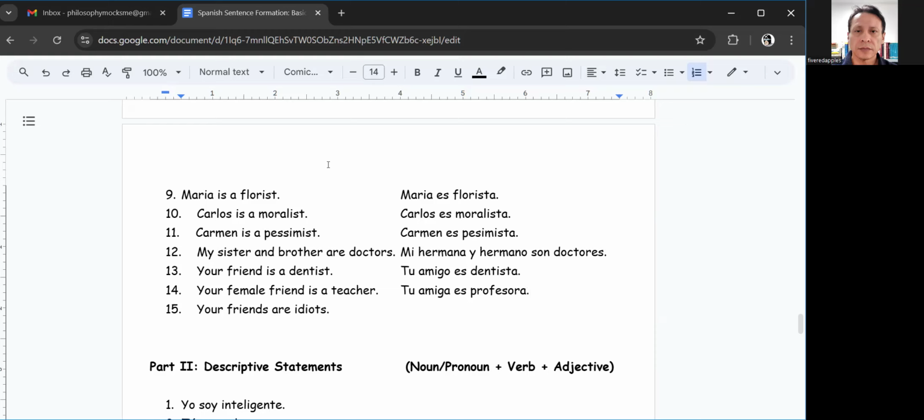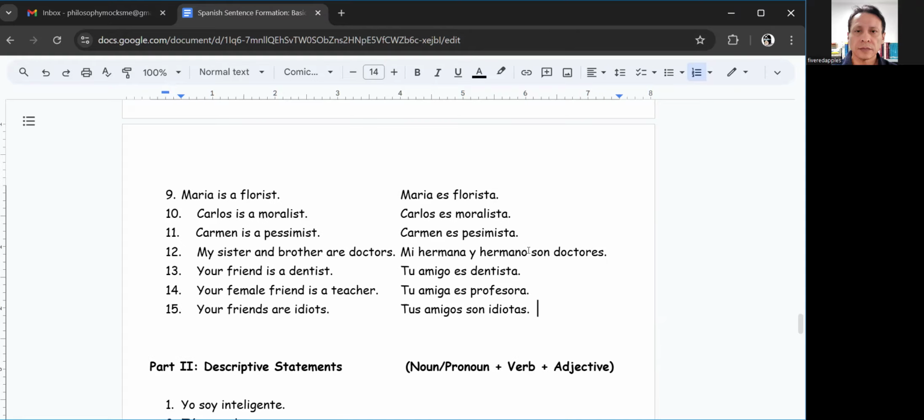Your friends are idiots. Don't worry if you don't know what idiots is, but anyway. Tus, plural, because it's amigos, plural. You could also say amigas if it's all women, but okay, I didn't signal it. Tus amigos, your friends. Son, plural, because it's they are. Idiotas. Very common word in Spanish, idiotas.